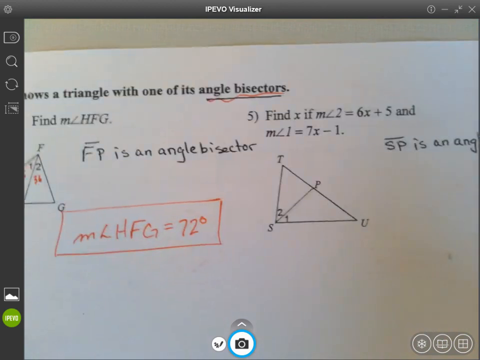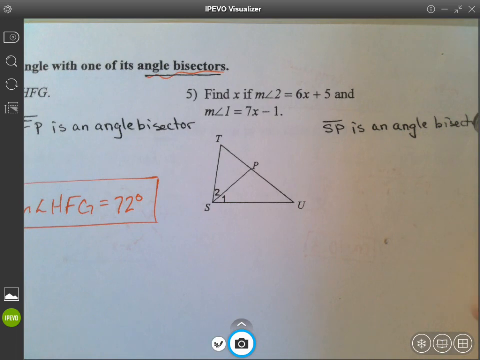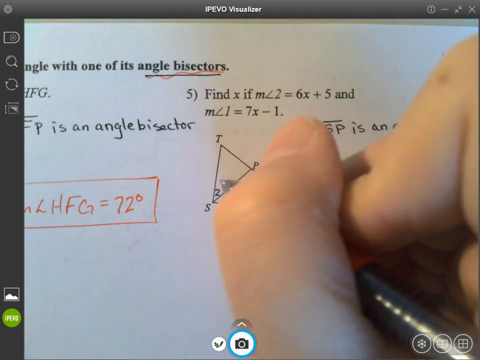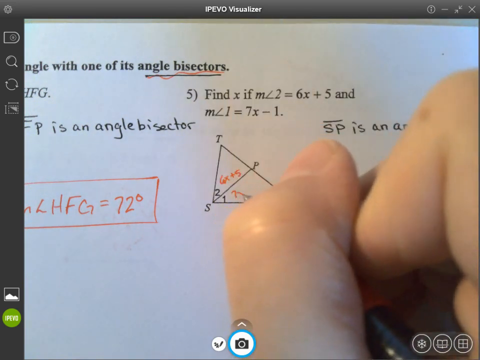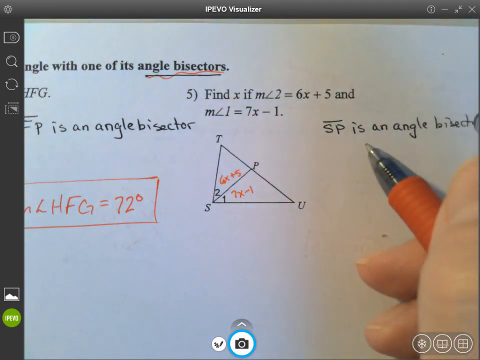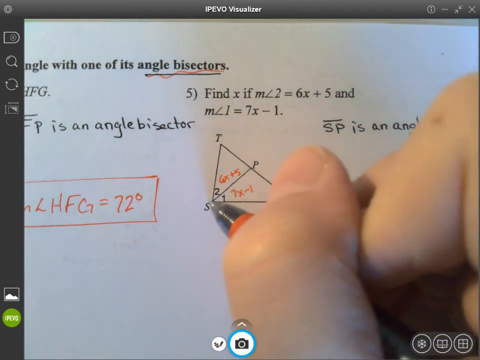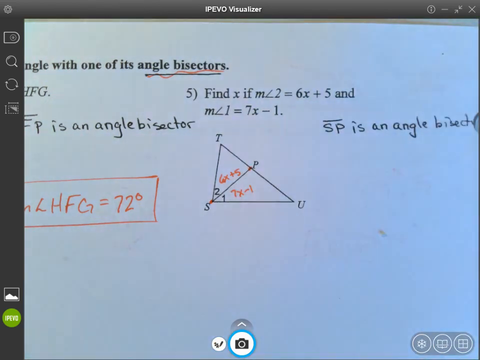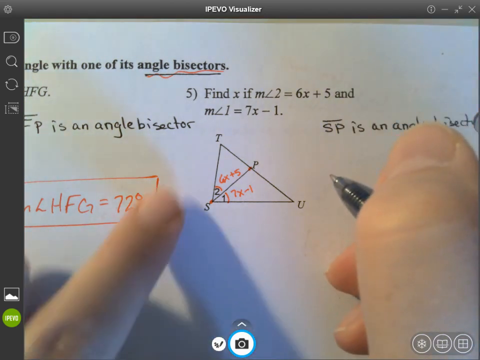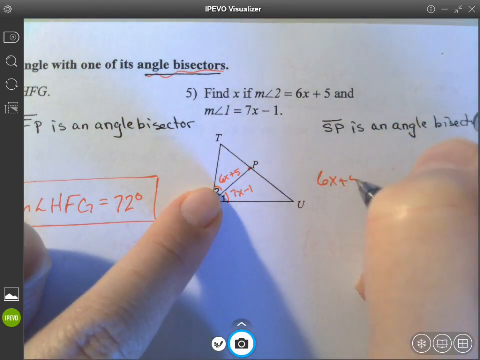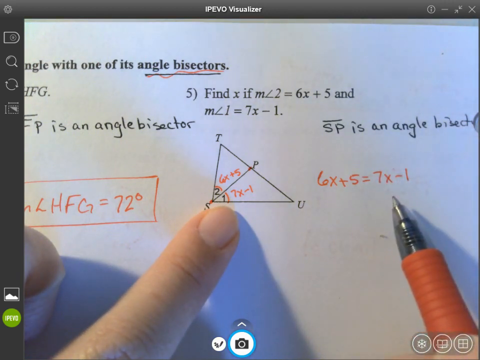All right, so if you look at the next one, it says find x if the measure of angle 2, okay, so that is 6x plus 5, and the measure of angle 1 is 7x minus 1. Now, it's important that we see that SP is an angle bisector. So that means if S to P is an angle bisector, you just say that these two things are congruent. So we know that 6x plus 5 equals 7x minus 1. You can set these equal.